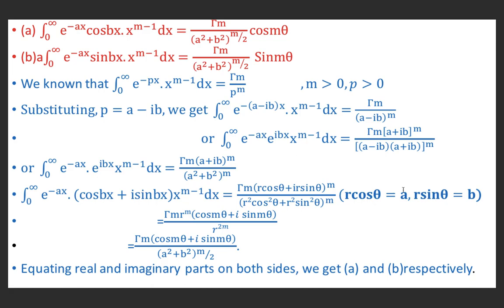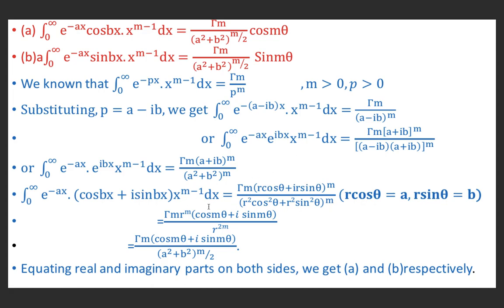So if we make use of this substitution, then it will be the integral from 0 to infinity of e raised to minus ax. E raised to iota bx is nothing but cos bx plus iota sin bx. We know that e raised to iota theta is cos theta plus iota sin theta. This is x raised to m minus 1 dx. This is gamma m. A is r cos theta, b is r sin theta, so (r cos theta plus iota r sin theta) whole raised to m. In the denominator, this is r square cos square theta plus r square sin square theta whole raised to m. And this is equal to gamma m.